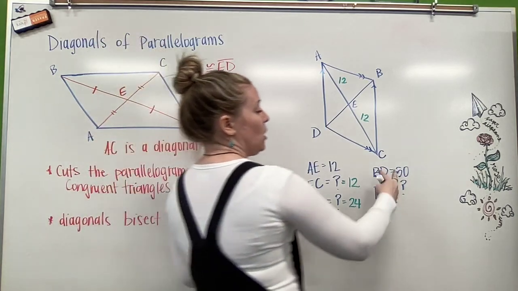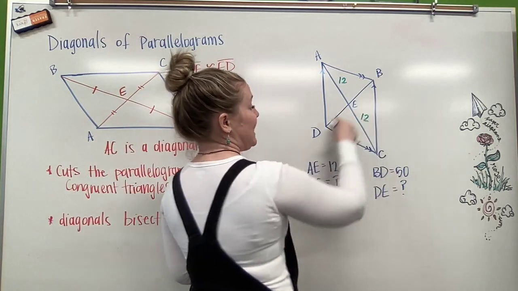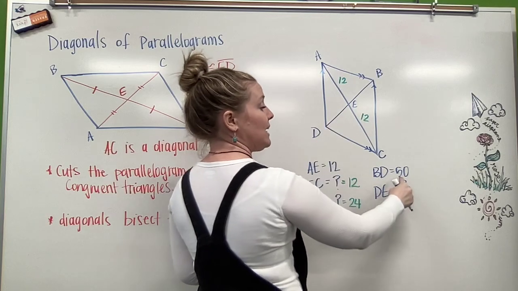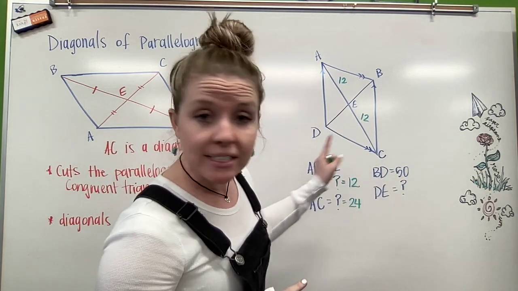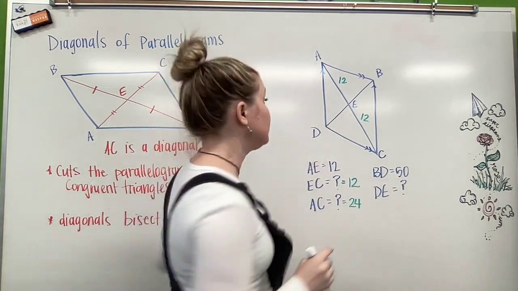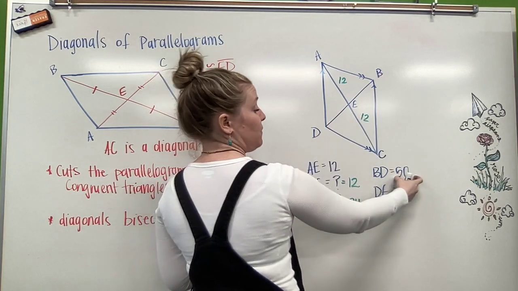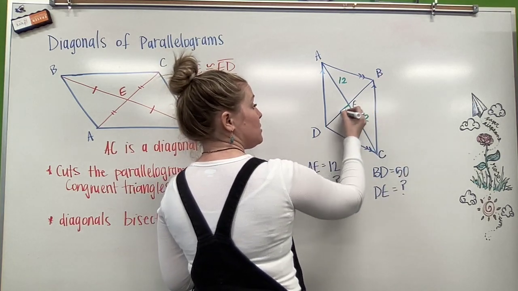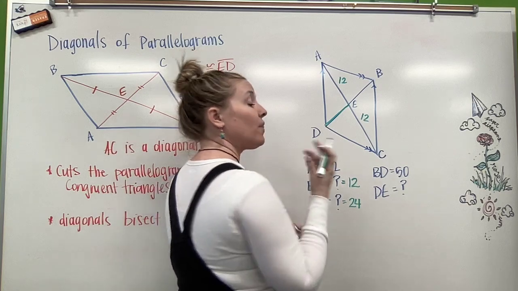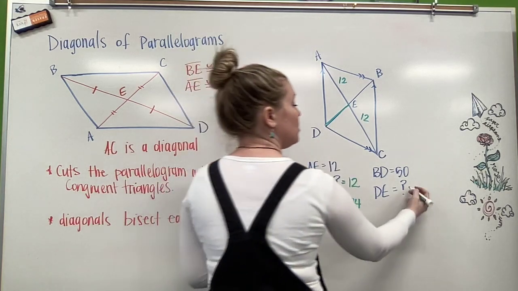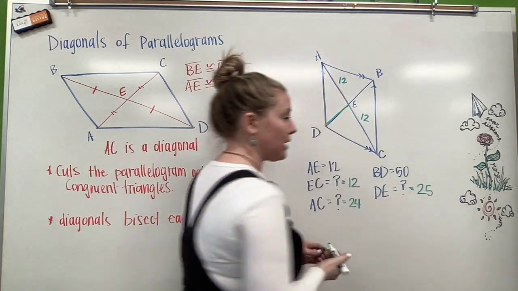Over here, we're told that BD, that full line, is 50. They're not drawn to scale. B to D is 50, so what's the distance from D to E? Well, that is half the diagonal, so this will be 25.